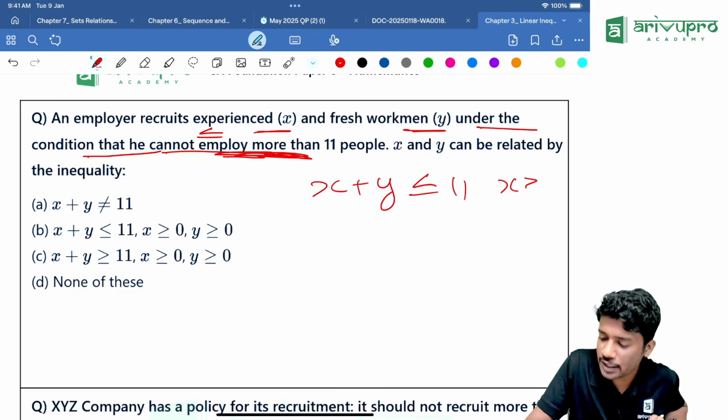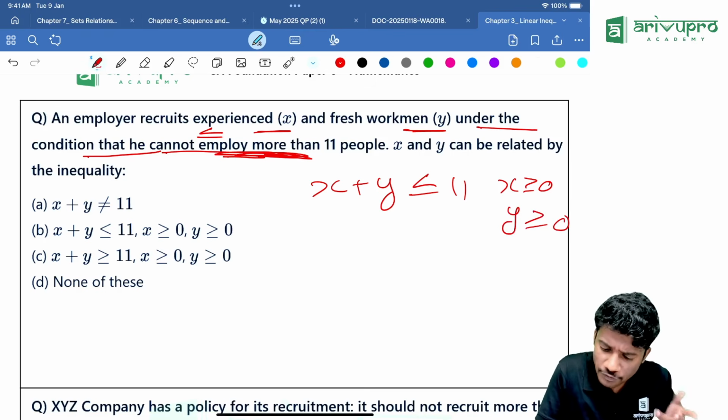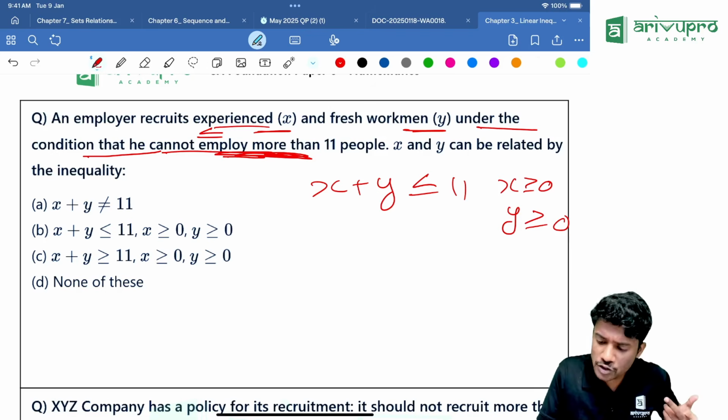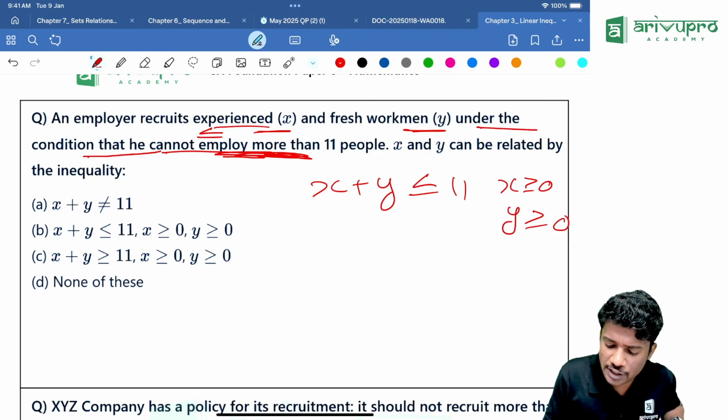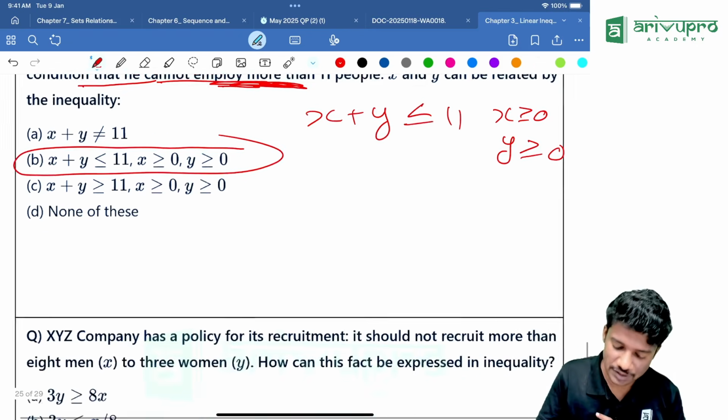Then X should be greater than or equal to 0, and Y should be greater than or equal to 0. The number of experienced should be greater than or equal to 0, the number of freshmen should be greater than or equal to 0, and together they should be less than or equal to 11. Option B is the answer.